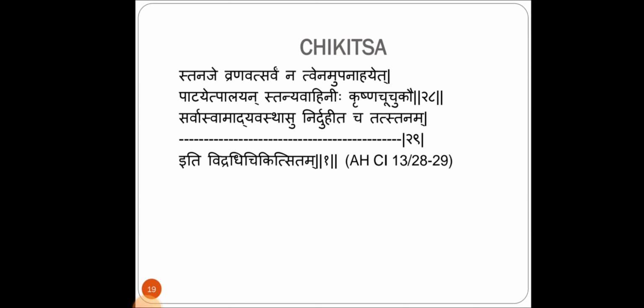Means here it will be the Bhedana karma. So, thinking that the Pakva Shofa is in the Amavastha, we are not treating it properly, and that will cause this Sthana Roga.